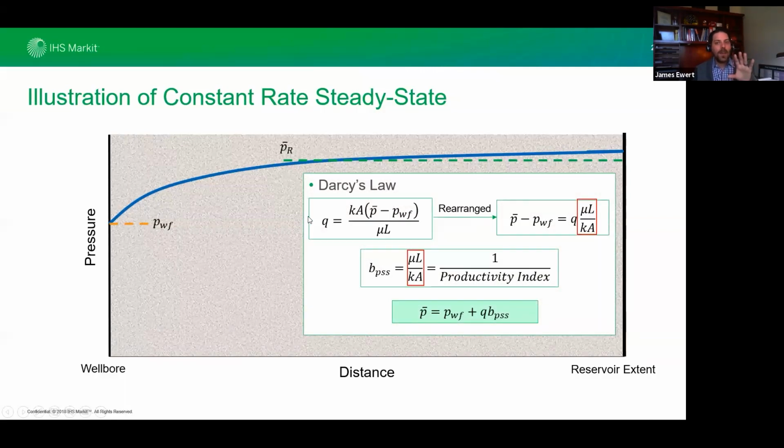This is going to be described by Darcy's law. All we do is we take Darcy's law, we rearrange it, we do a substitution, we call BPSS, B pseudo-steady state, we just do a substitution. What you need to know about BPSS is it's the inverse of the productivity index, if you're interested. That's the meaning of it. And what we're left with is that equation that I showed you on the slide previous. So it's Darcy's law, rearrange, substitution, you have that equation.